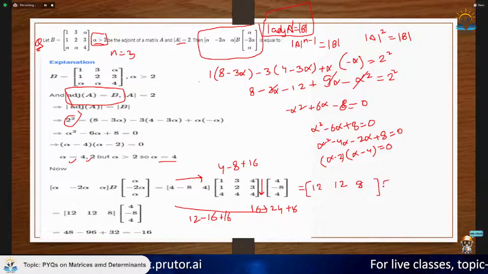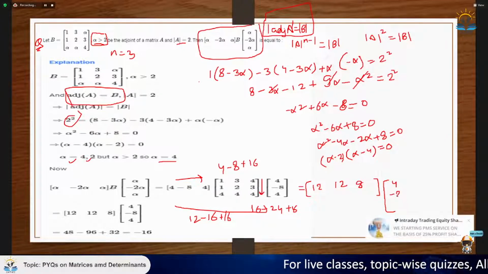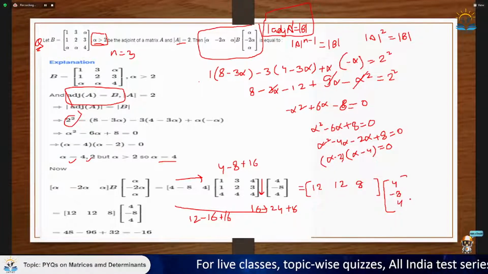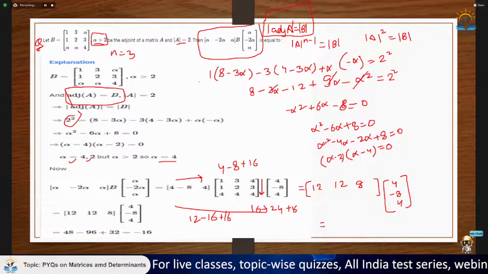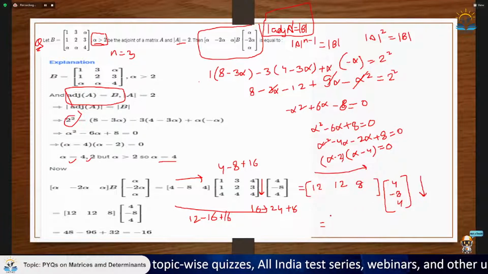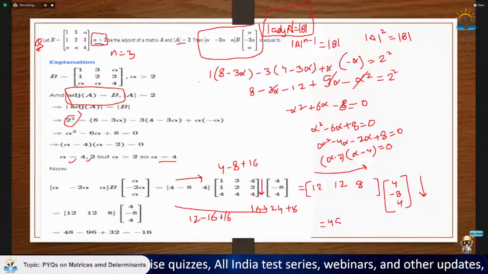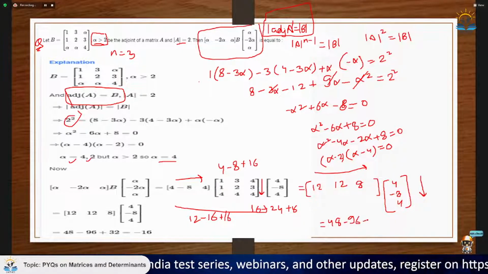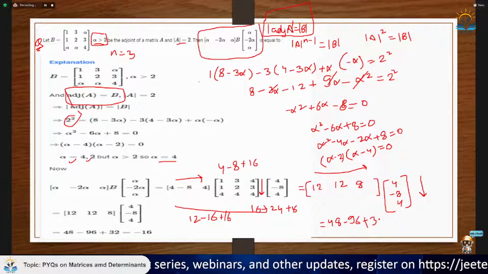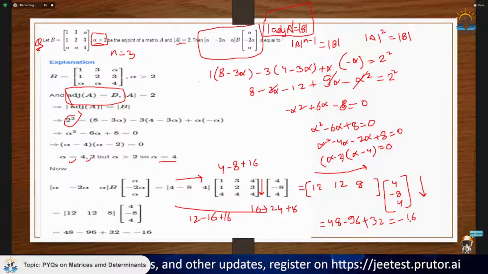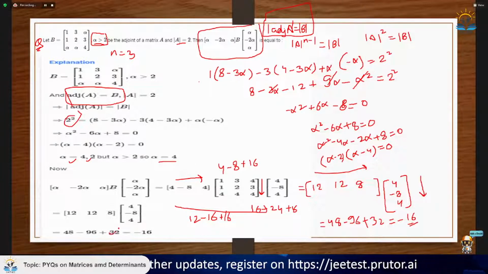Now multiply with the last matrix, 4, minus 8 and 4. So you will get what? You will get only one element, which is done by multiplying this with this. So 12 into 4 is 48. 48 minus 12 into 8 is 96. Plus 8 into 4 is 32. So 48 minus 96 plus 32 equal to minus 16. This is your final answer. Cool. So minus 16 is your answer.